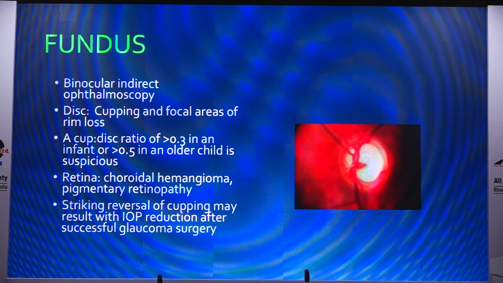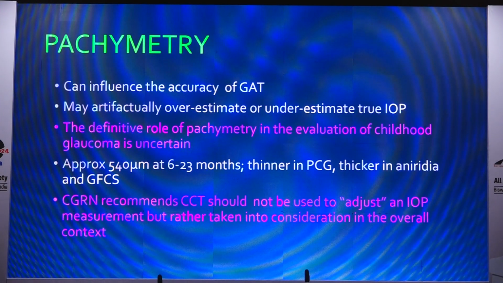We should look for cupping and focal areas of rim loss. A cup disc ratio of more than 0.3 in an infant or more than 0.5 in an older child is suspicious. At the same time, we should look for other signs like a choroidal hemangioma, which may be a sign of Sturge-Weber syndrome, or pigmentary retinopathy of congenital rubella. And we have already discussed that striking reversal of cupping can occur after successful glaucoma surgery.